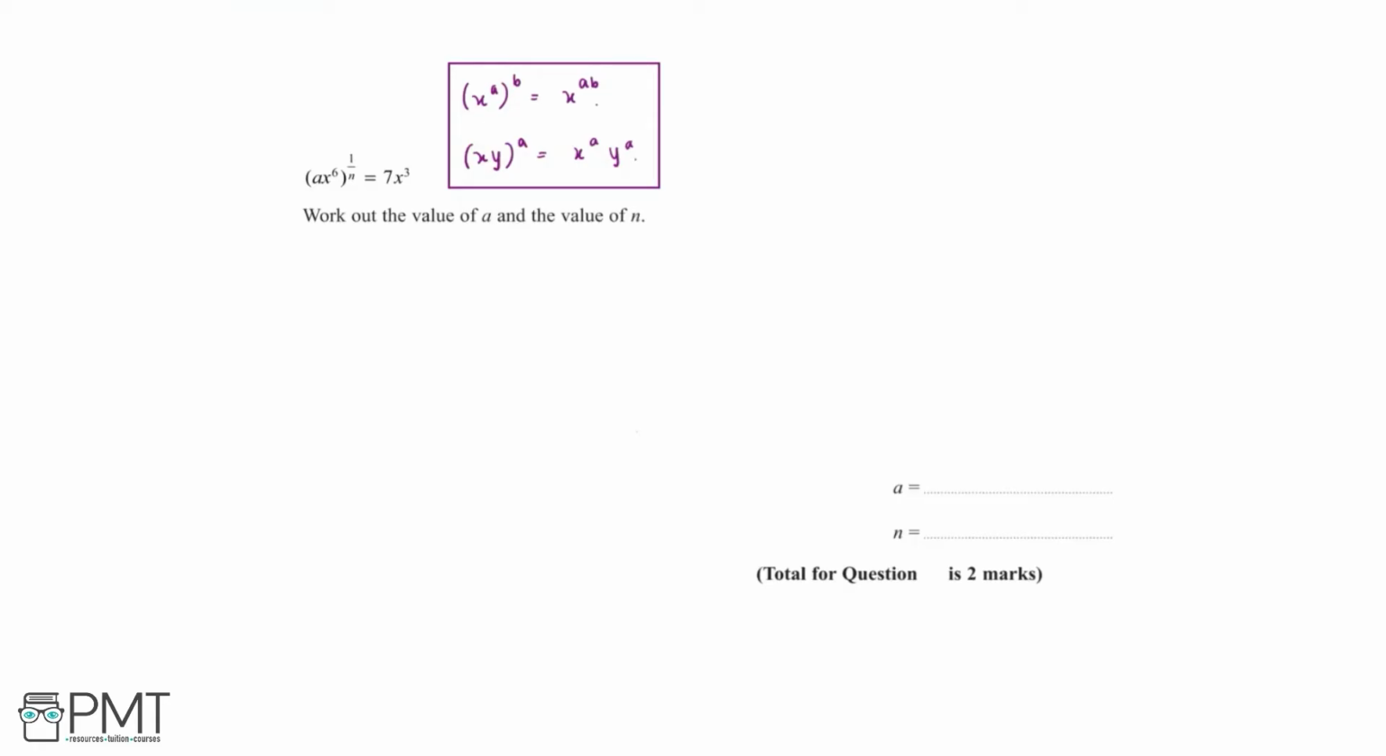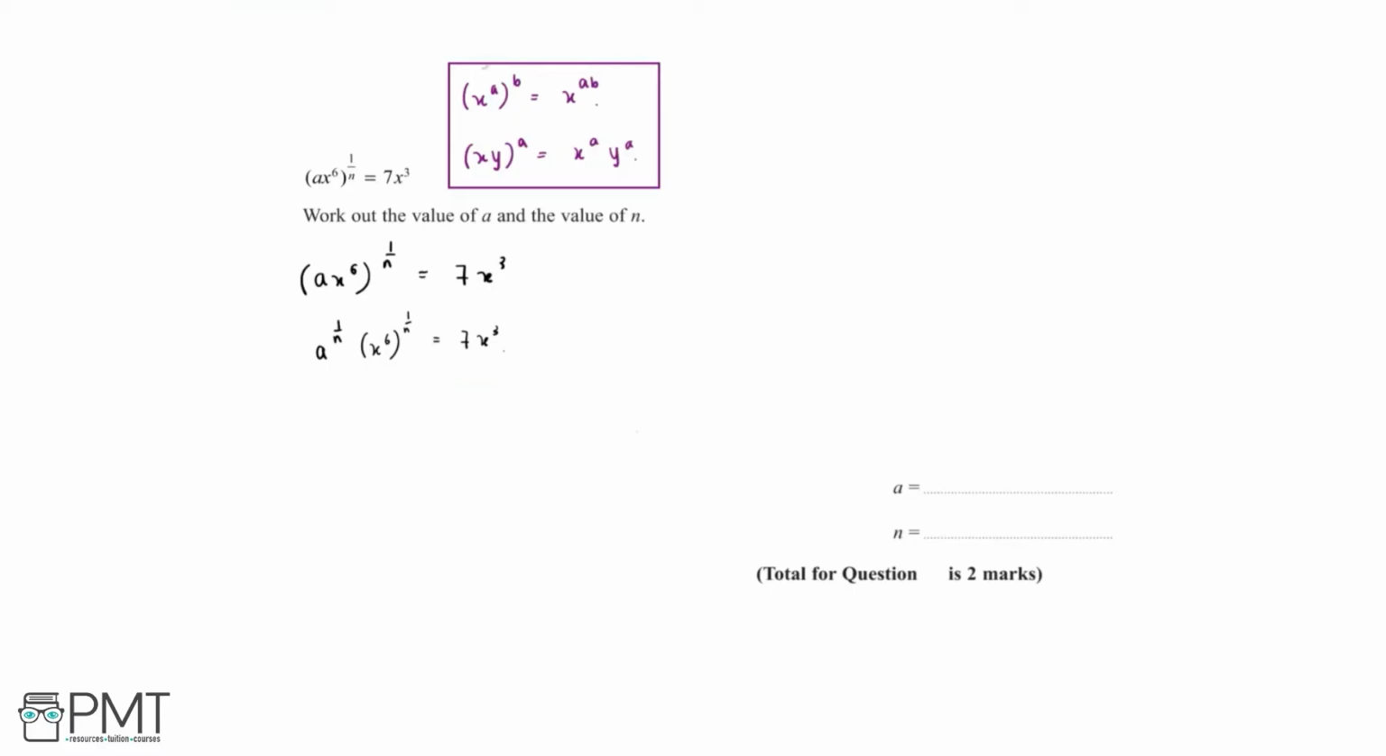We know that ax to the power of 6, all to the power of 1 over n, is equal to 7x cubed. Well, now we need to use the second rule, because we have ax to the power of 6, all to the power of 1 over n, and so using the second rule, we can say that that's equivalent to a to the power of 1 over n multiplied by x to the power of 6 to the power of 1 over n. And so we can say that this is equal to 7x cubed.